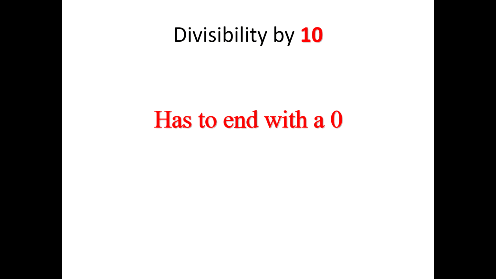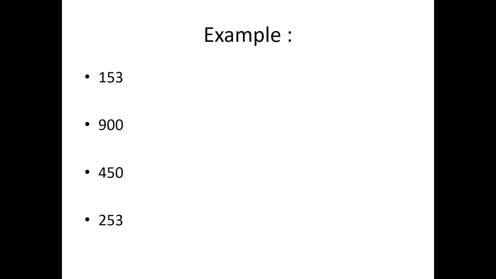Now lastly, the divisibility by 10. It has to end with a 0. This is much easier, like the 5. Here we have 153. 153 does not end with a 0, so it is not divisible by 10. Next, we have 900. It ends with a 0, so it is divisible by 10.